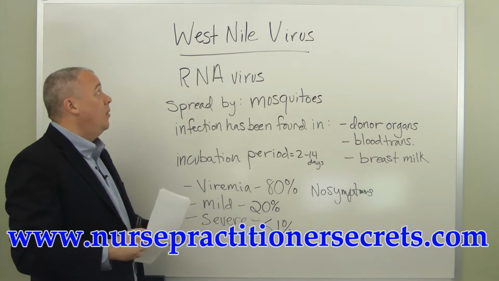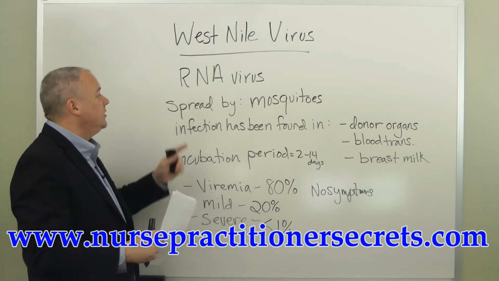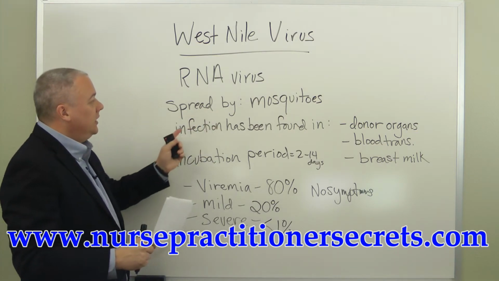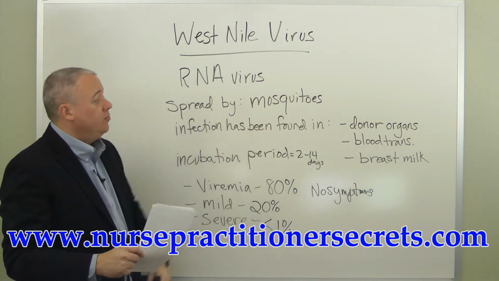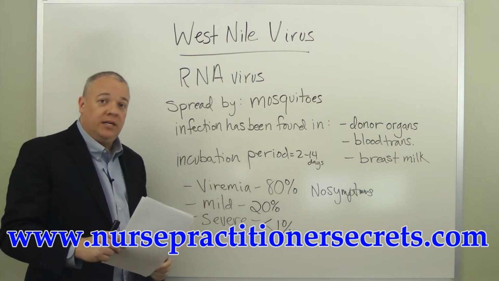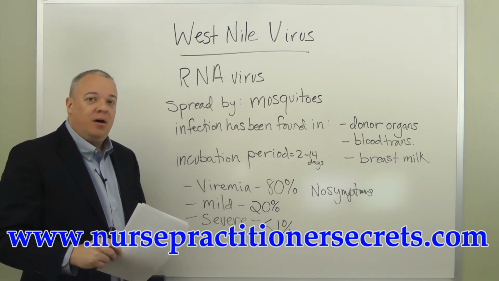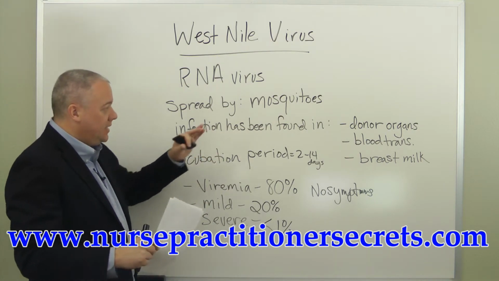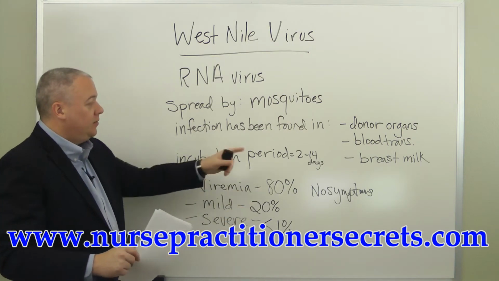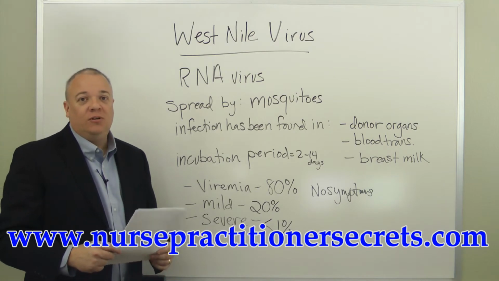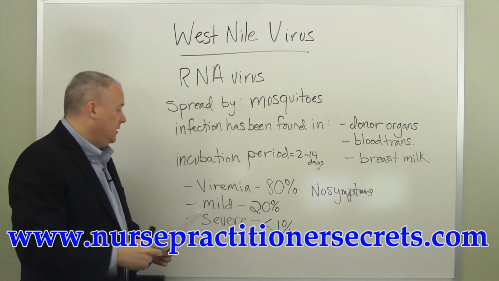So once again, in thinking about West Nile virus today, it's an RNA virus spread by infected mosquitoes. The infection has been found in donor organs, blood transfusions, and breast milk, although since 2003, our blood supply has been monitored for this, and therefore that has kept the amount spread that way very low. The incubation period on it is from 2 to 14 days. Those most at risk are the elderly and the very young.